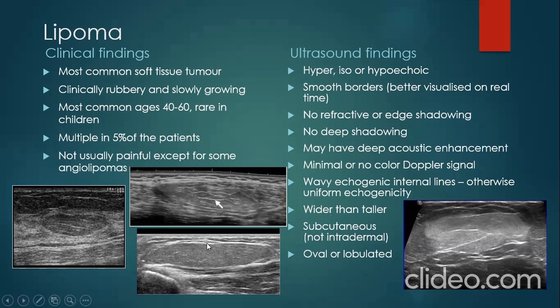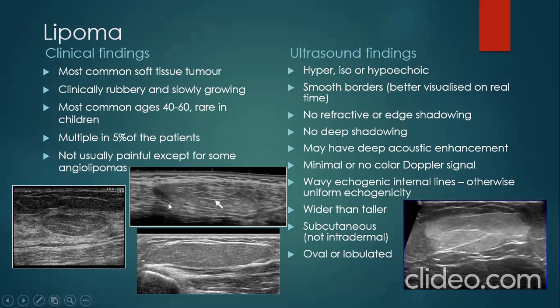So these are images showing lipomas. On ultrasound, they can either be hyperechoic, isoechoic, or sometimes hypoechoic. They've got smooth borders, but these smooth borders are better visualized on real-time imaging. Sometimes on a static image, you might not appreciate them. And we don't get any refractive or edge shadowing as seen in these images, and there's no deep shadowing posterior to the lesion.